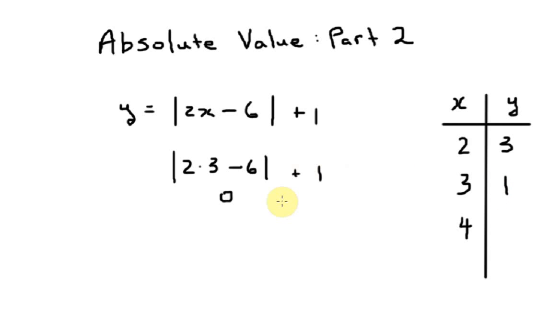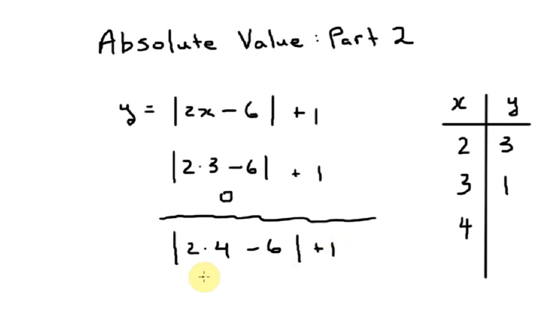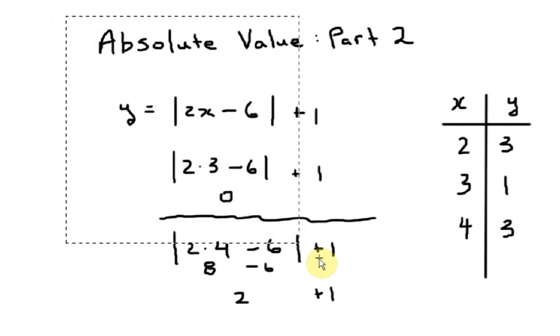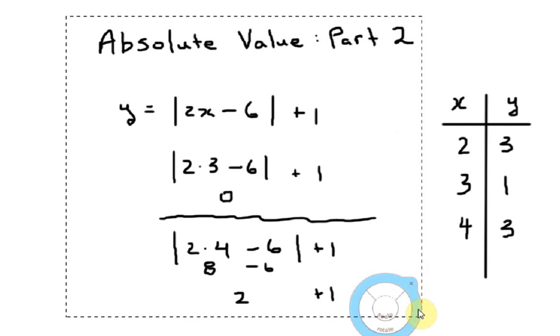Okay, before I clear everything away this time, I'm just going to write it underneath here. So we're going to plug in the 4 now, so that would be the absolute value of 2 times 4 minus 6 plus 1. So this is going to be 8 minus 6. So this is just going to be 2, and of course the absolute value of that just leaves it alone. So we're still going to get 2 plus 1, so we have a y value of 3. Okay, now I'm going to clear everything except my table of values away, so I have room for my grid. So hopefully I don't clear away my table.